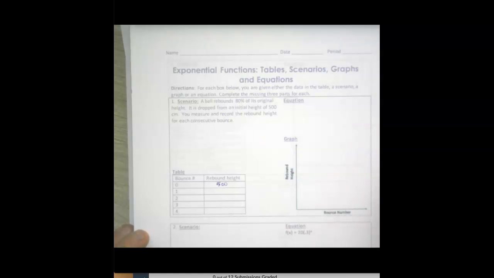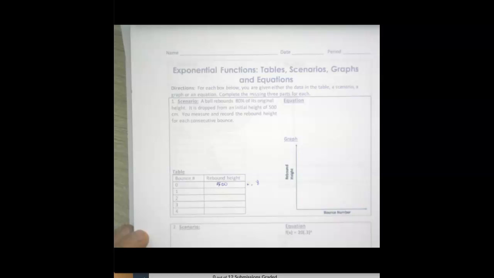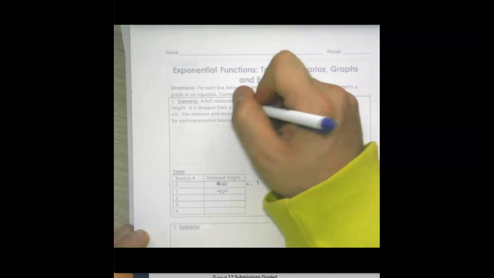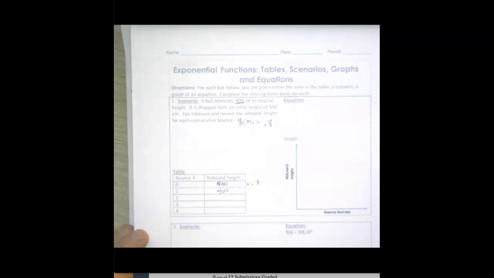It's rebounding to 80% of its original height. As mentioned in the previous assignment, anytime something is changing by a percent, it is being multiplied. Therefore, this is definitely exponential. 500 times 0.8 is 400, then times 0.8 again. Remember, 80% is 0.8, so you may have to do a little homework on how to change a percent to a decimal to make sure that makes sense.